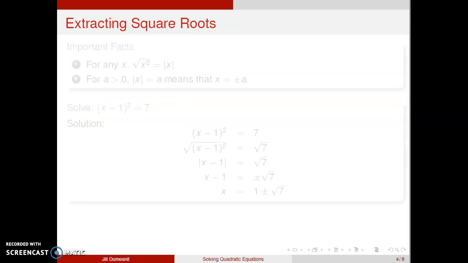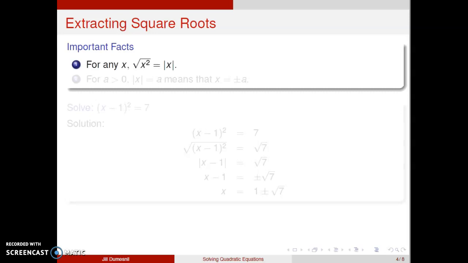Let's consider a review example in which we extract square roots. Recall there are two important facts used in that process. First, for any x, the square root of x squared is absolute value x. And second, for positive a, absolute value of x equals a means x equals plus or minus a.